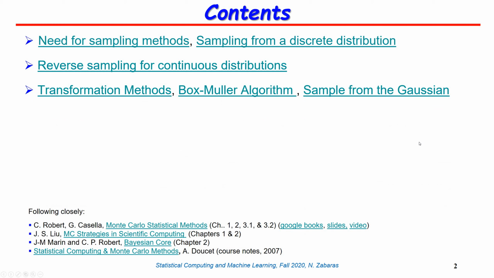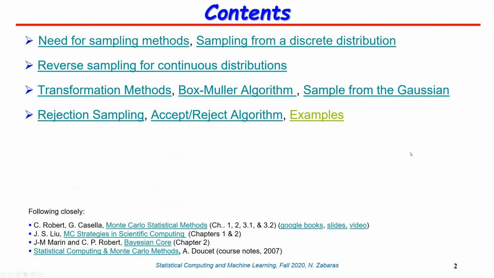And then we will discuss a little bit about transformation methods, which are basically methods that allow you to start with sampling from some simple distribution like a uniform distribution, and then using some transformations of these uniform random variables that somehow will allow you to generate realizations from very complex distributions. We will apply these techniques in the context of the multivariate Gaussian, and we will see the so-called Box-Muller algorithm.